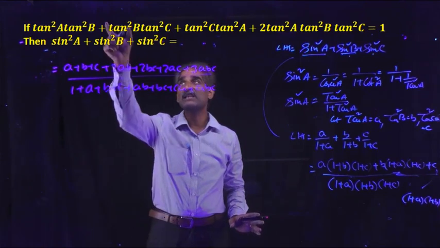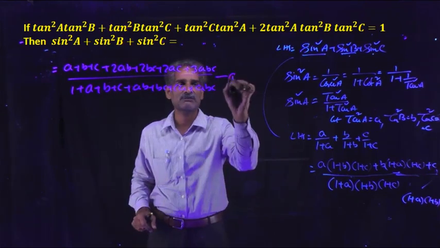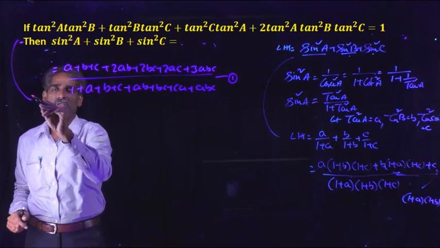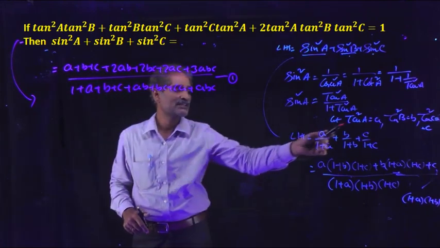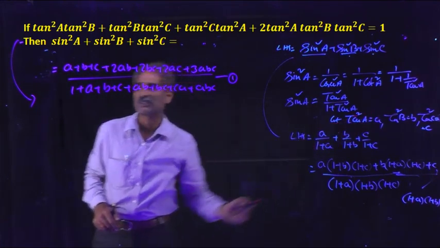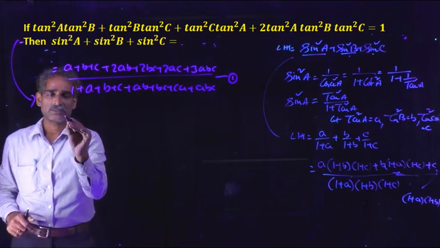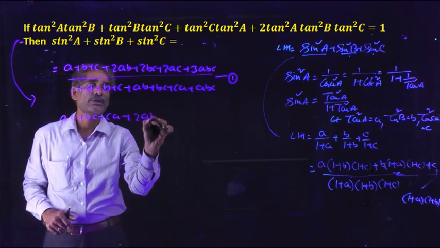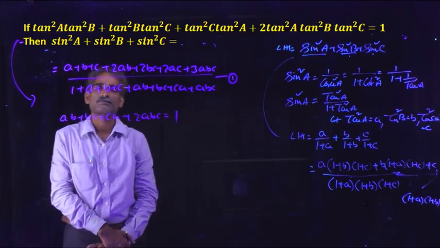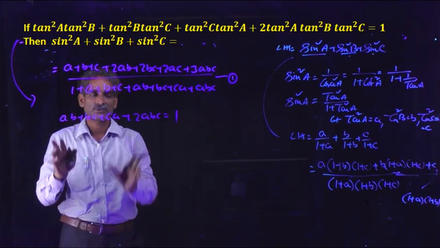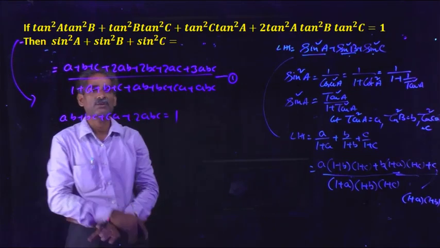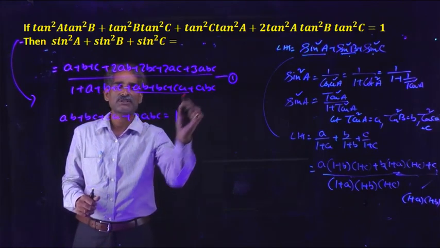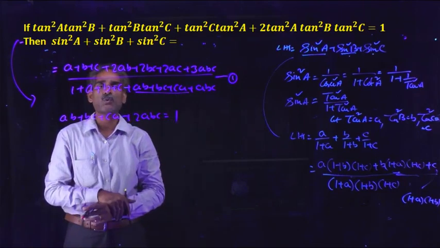Now we have to take the help of the given equation. Let us consider this equation (1). From the given data, if you replace tan square A by A, tan square B by B, tan square C by C, then we will get AB plus BC plus CA plus 2ABC is equal to 1. Just by using this value, we can find out this expression value. How can you use this?